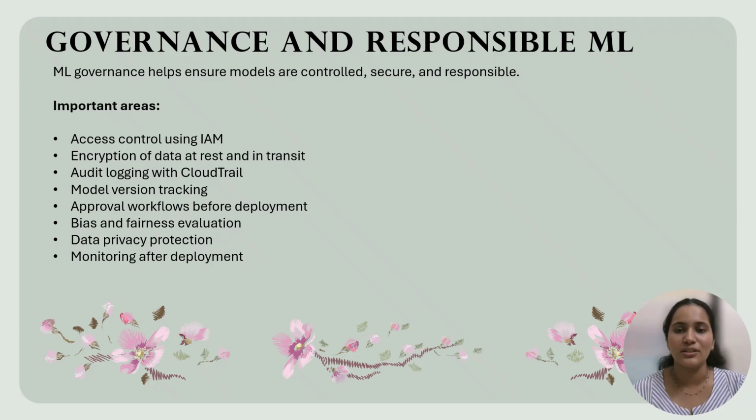Governance also includes tracking different model versions and using approval workflows to ensure that only validated models are deployed into production. In addition, organizations should evaluate models for bias and fairness, protect user privacy, and continuously monitor deployed models to ensure they remain accurate, secure, and reliable. Together, these practices support responsible and trustworthy machine learning systems.